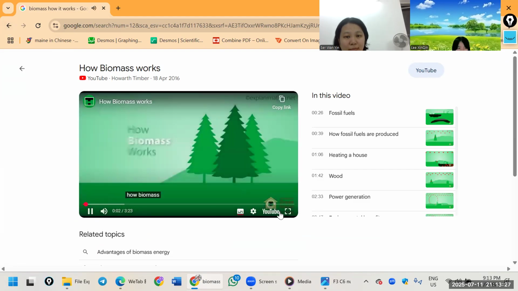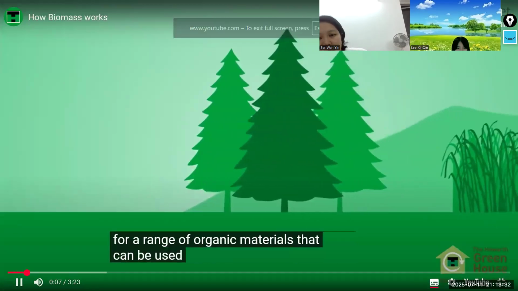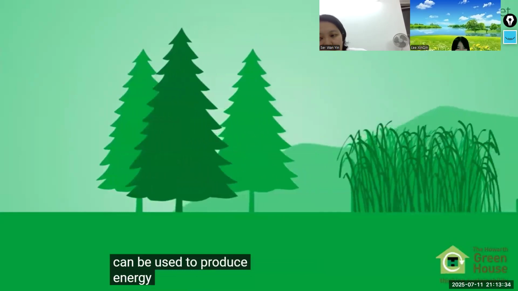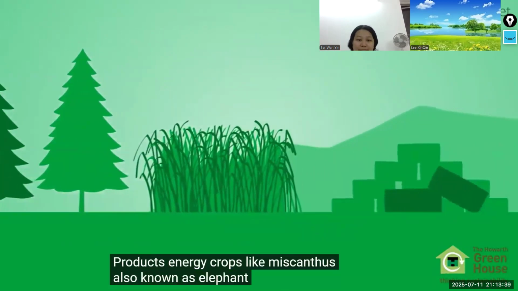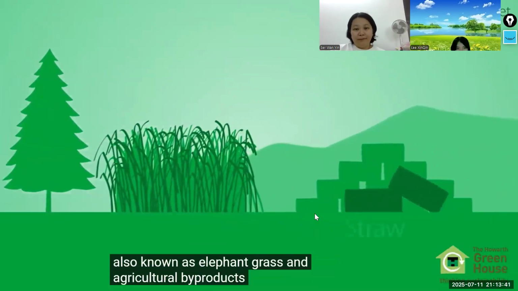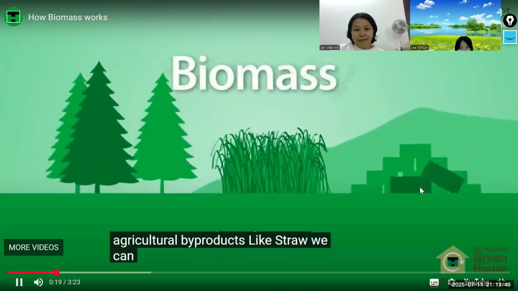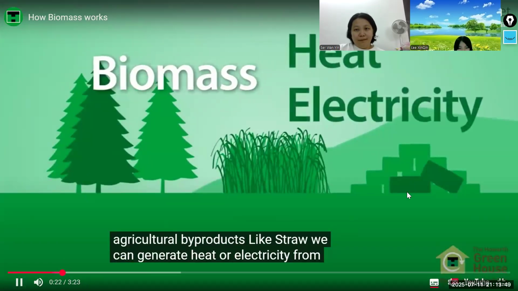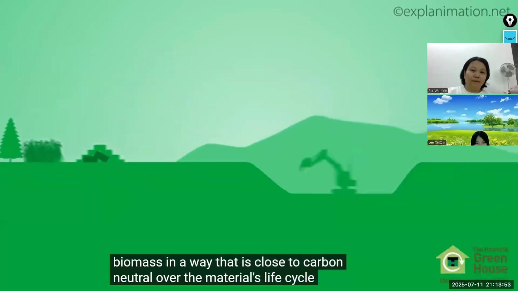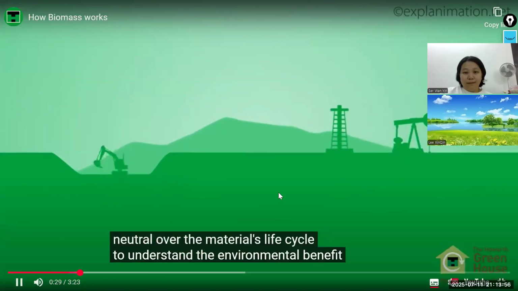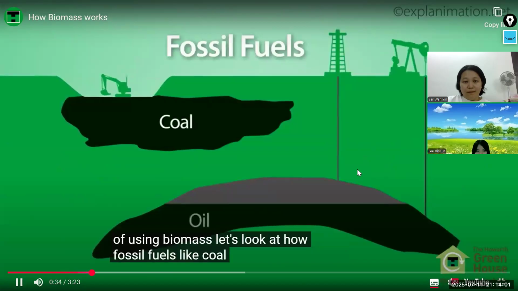How biomass works. Biomass is the name for a range of organic materials that can be used to produce energy. Examples include forestry products, energy crops like miscanthus, also known as elephant grass, and agricultural byproducts like straw. We can generate heat or electricity from biomass in a way that is close to carbon neutral over the material's life cycle. To understand the environmental benefit of using biomass, let's look at how fossil fuels like coal, oil and natural gas are created.